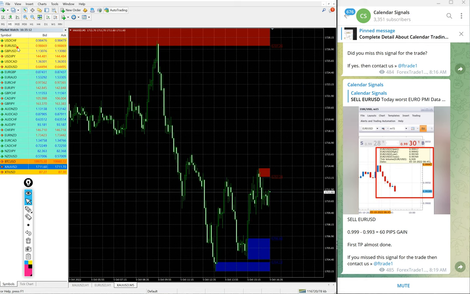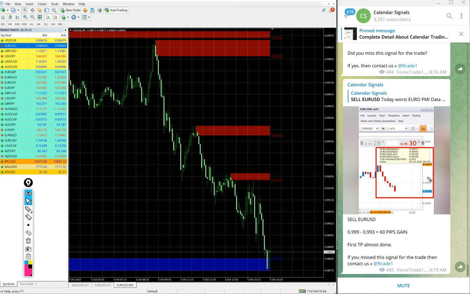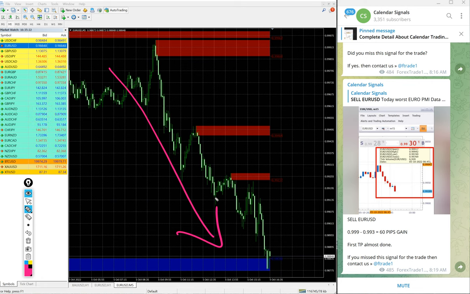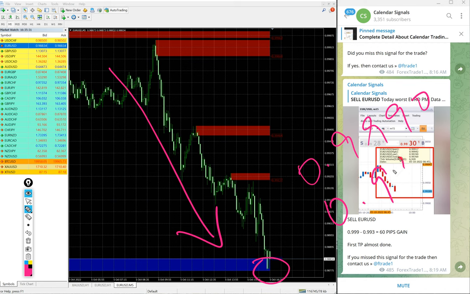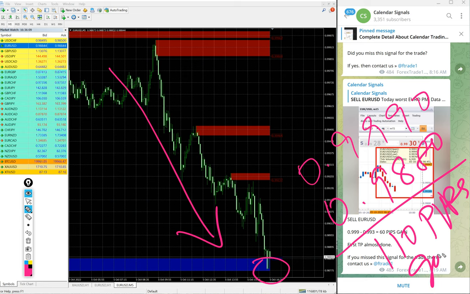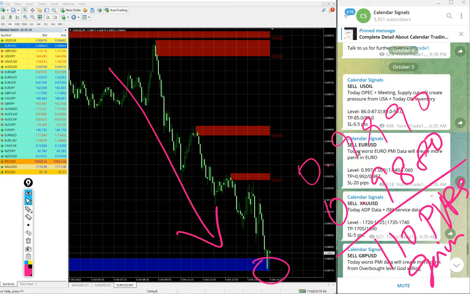Now the first signal performed is Euro USD. Here is the Euro USD chart. Here we gave sell Euro USD. You see a clear downtrend on Euro USD, and the entry for sell Euro USD was taken at 0.999, and the low traded 0.9880. So a total of 110 pips gain. Huge profit on the sell Euro USD signal, and still it is in a downtrend. Hope it will make further new lows and give more profit.